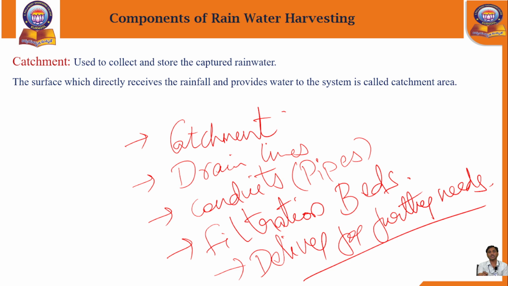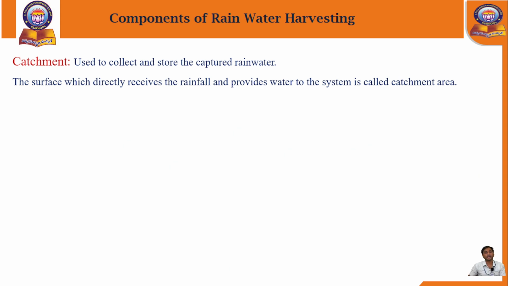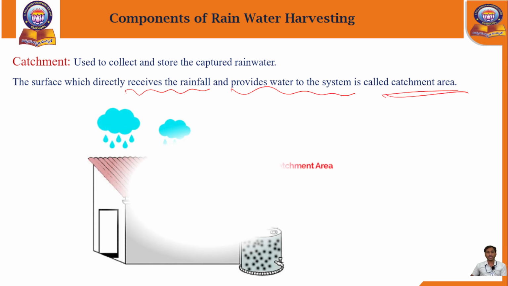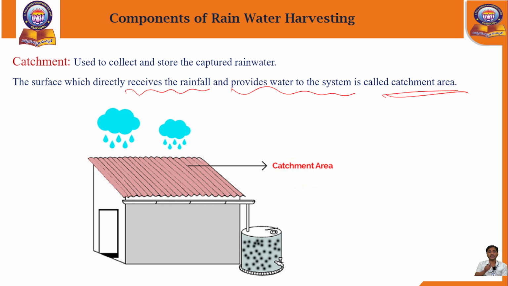These are the components that we are going to discuss in the components of rainwater harvesting. First one, catchment. What is meant by the catchment? Catchment is used to collect and store the captured rainwater. The surface which directly receives the rainfall and provides the water to the system is called the catchment area. If the catchment area has a shed or any roof angles, the water will directly fall away.